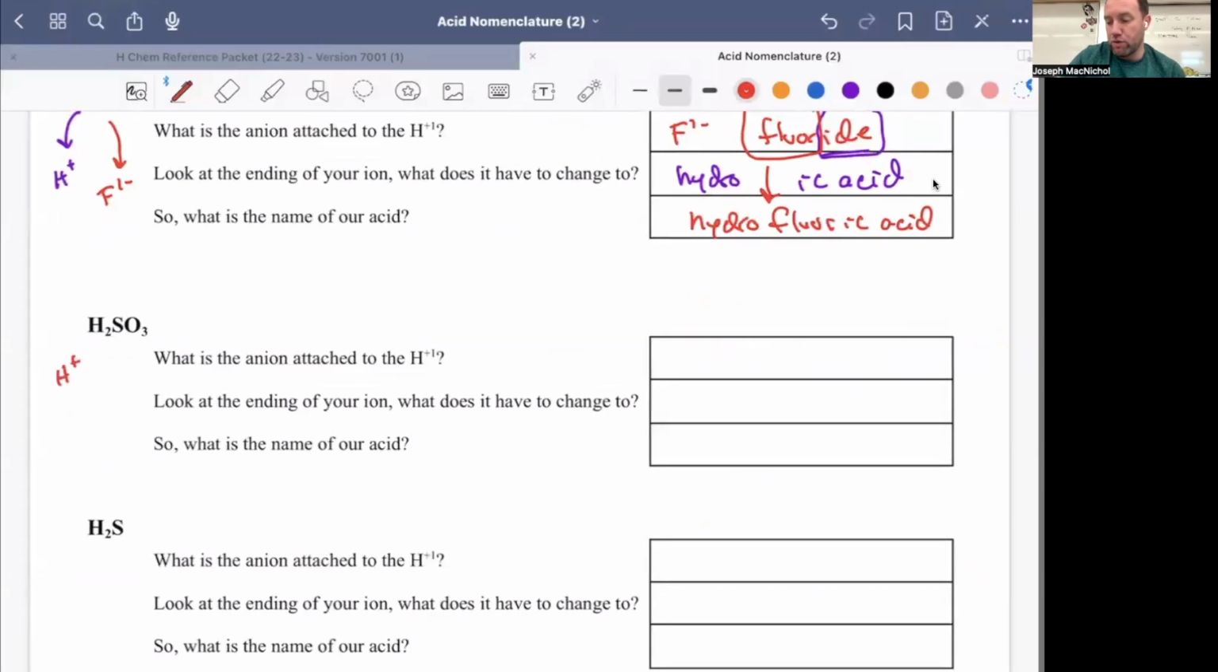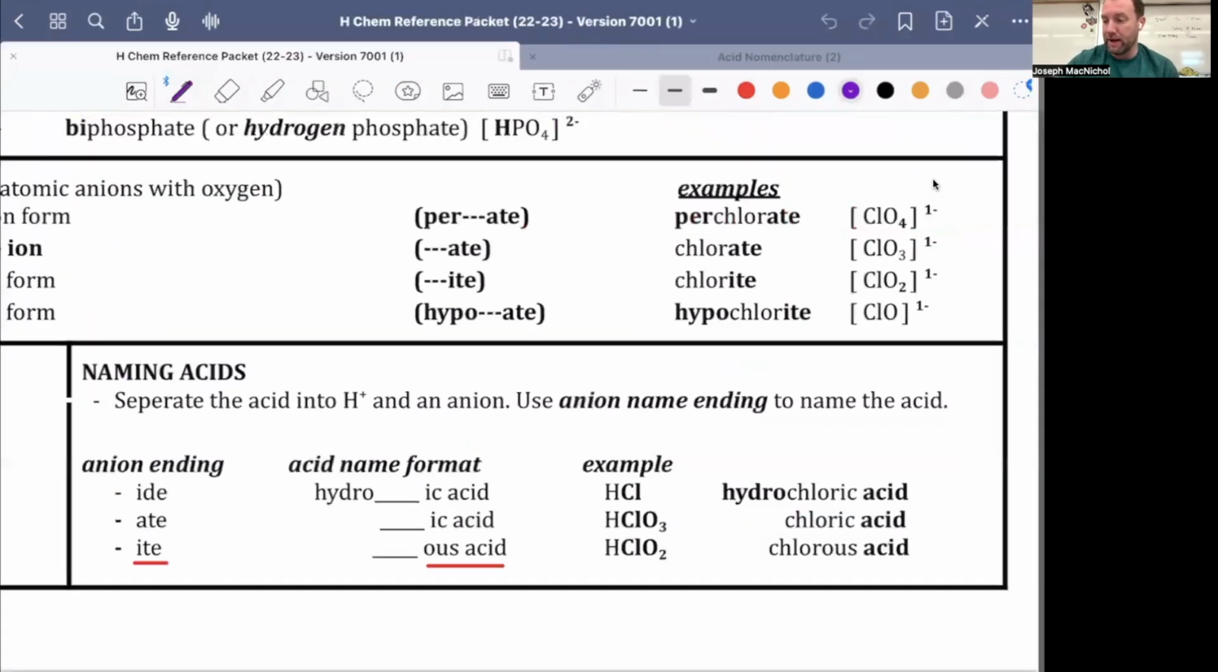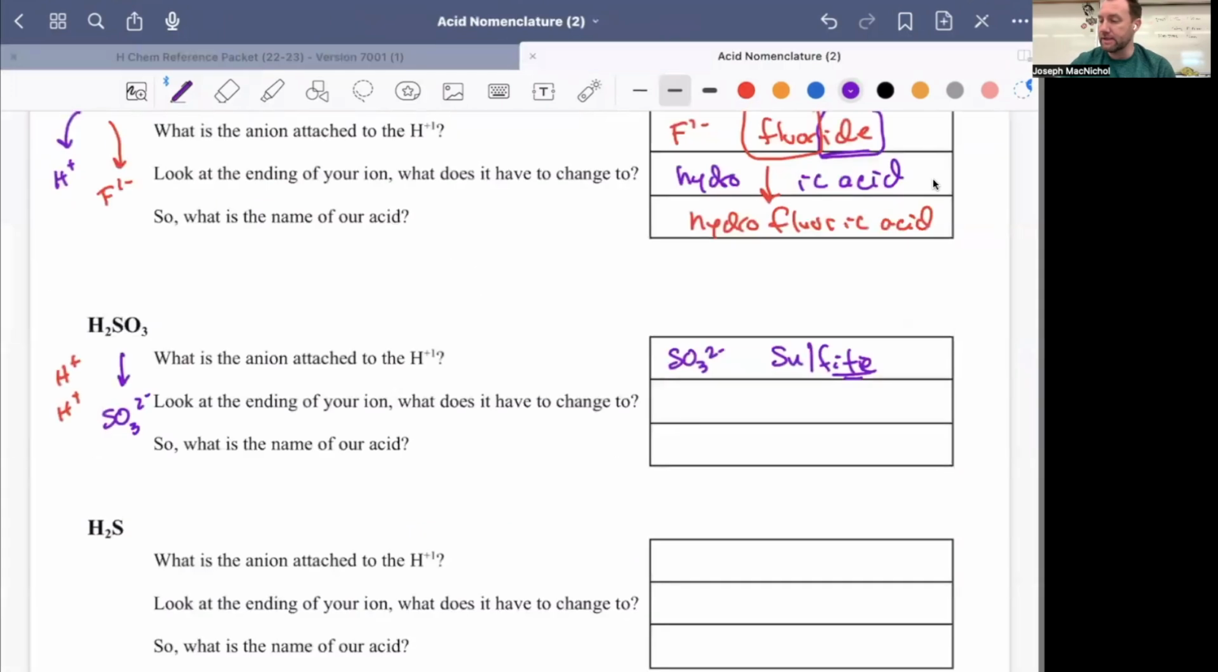H2SO3. We have two protons that are going to come off, which means that this anion must have a -2 charge. So SO3 2 minus is the sulfite ion. Sulfite looks a lot like sulfate, which is SO4 2 minus, but it's sulfite. So what does an ite become? We look back at our reference sheet. We see that any ite becomes an us acid.